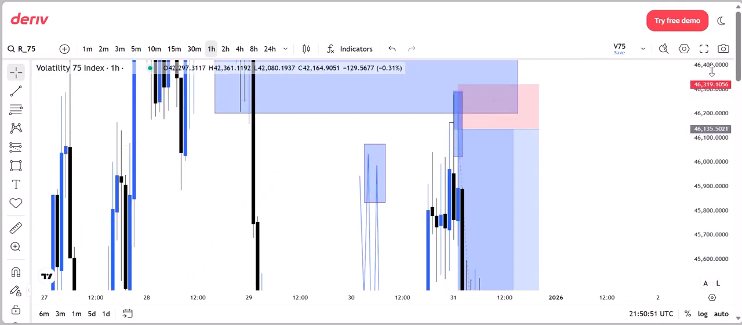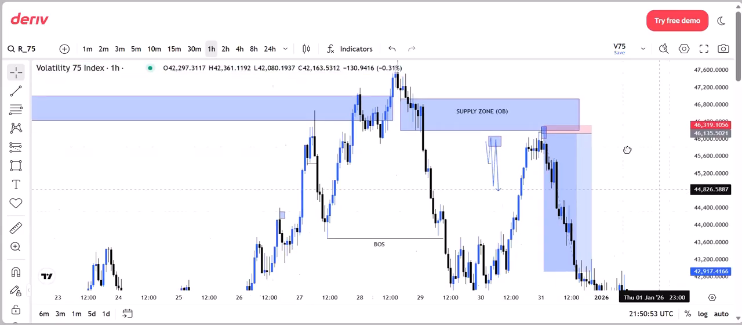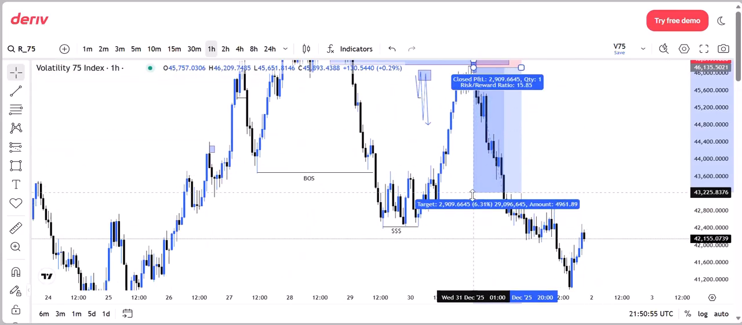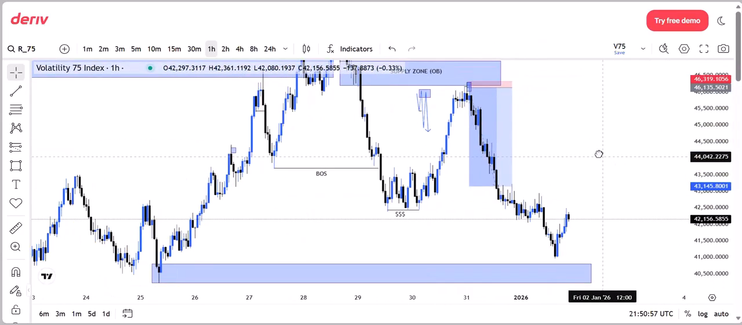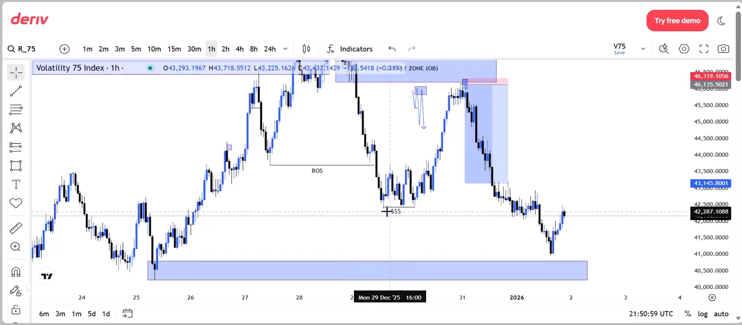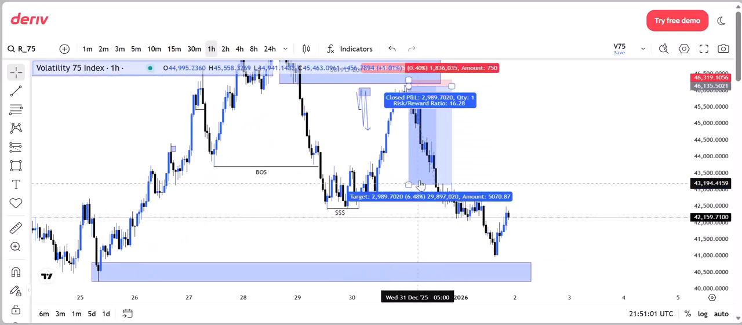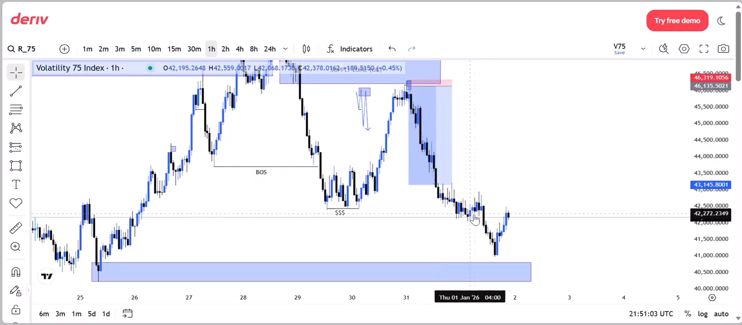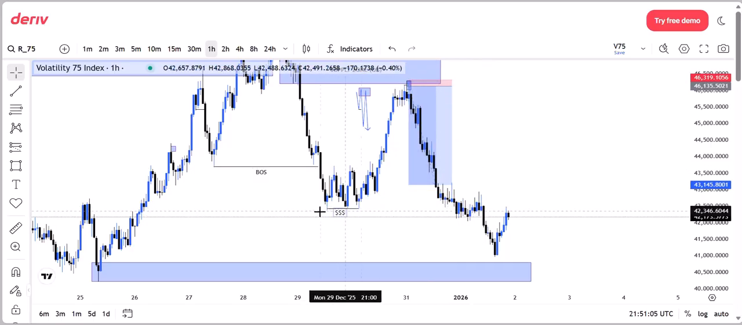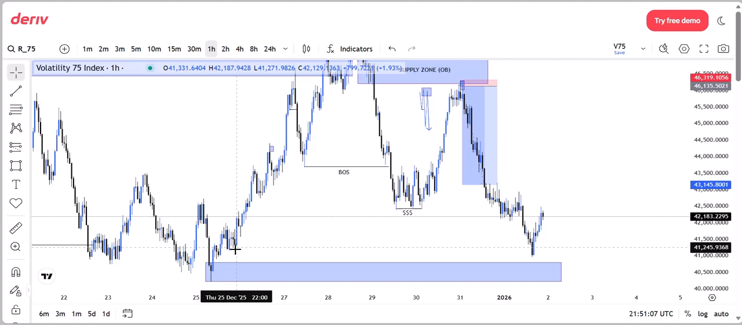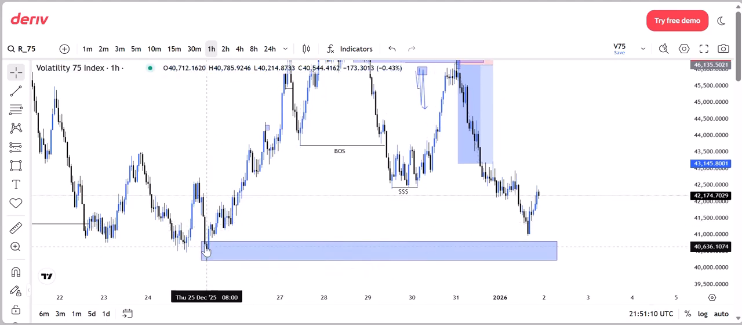Okay, now where was our exit? This was our exit. Actually, this was our exit. Okay, now remember this equal lows that we saw. Remember, it is expected that price is going to come in the future and take out this low, this equal low, take out this down. Okay, there's a demand zone here that we had already marked out previously here.